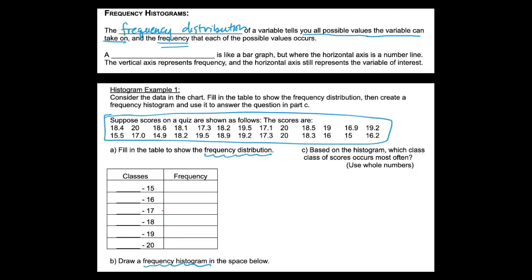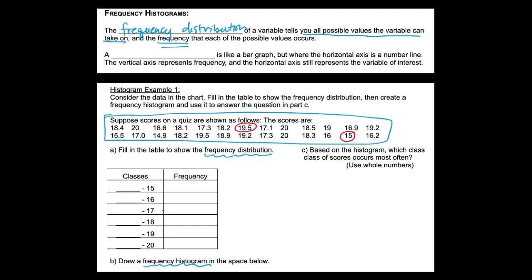So if we look at this example with quiz scores, we can ask ourselves, well, what are all the possible values that someone could get on a quiz? Well, we don't know much about this quiz. It doesn't give us any other information other than the data. But looking at this data, I can look at the scores and see that my lowest score is 15. And then it looks like my highest score is 19.5. And so, about 15 to 19.5 would be the range of that data. And so when I make my frequency distribution, I can think of all the possible values, well, somewhere between 15 and 19.5. So I want to make sure that that's included.